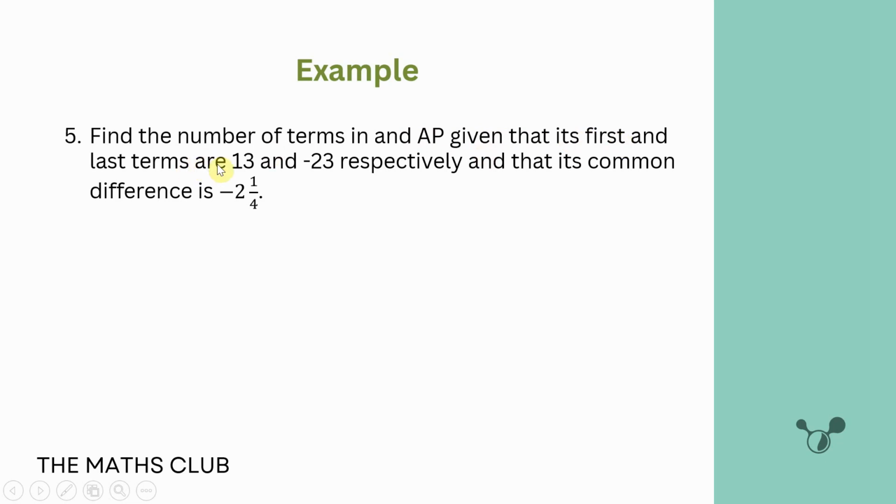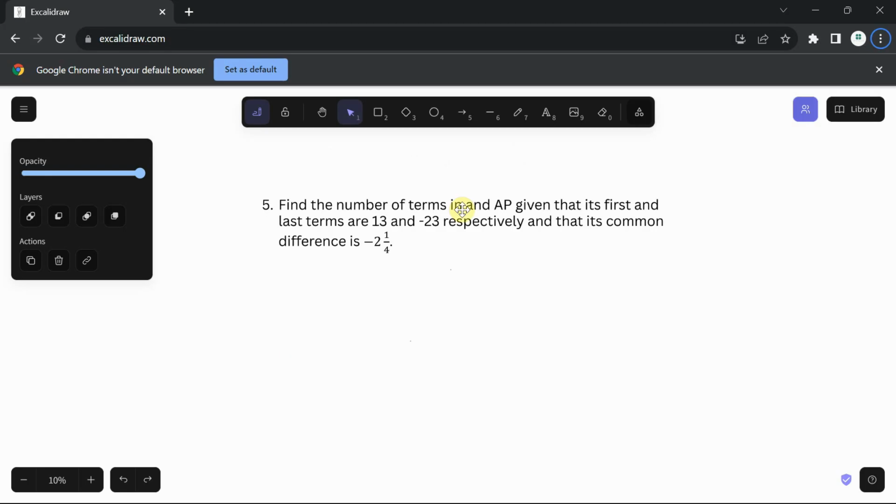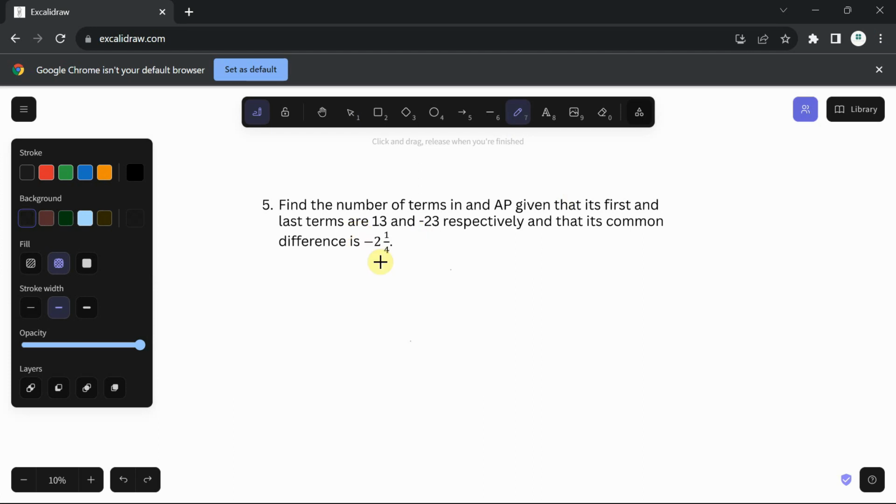So the next question is saying that find the number of terms in an AP given that its first and last terms are 13 and minus 23 respectively, and that its common difference is minus 2 raised to the power of 1 over 4. So there is something that we need to mention here. The last term of an AP is actually Tn, right? Because if there are n terms in an AP, that means the last of them will be Tn. So whenever you're given a question and it says the last term, note that the last term is Tn.